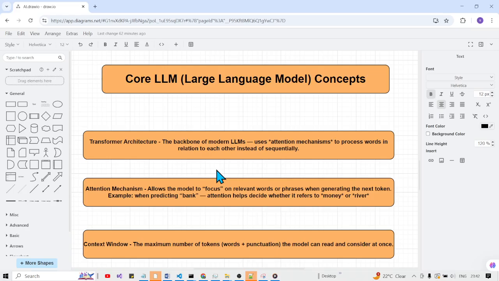Hi all. In this video, we will continue from the previous video. Now we are going to understand what core LLM, or core large language model, concepts are.